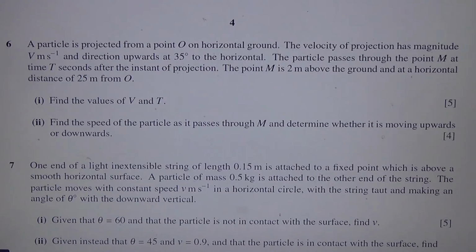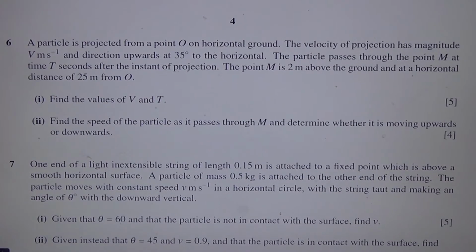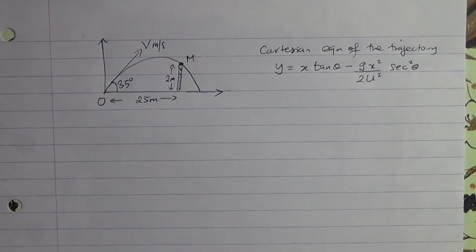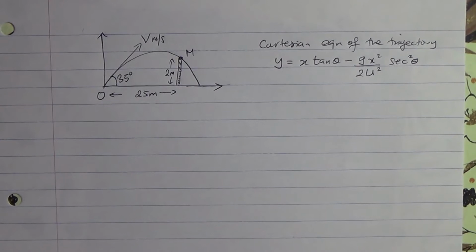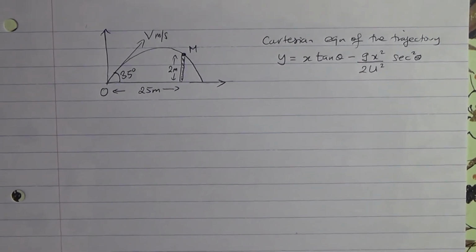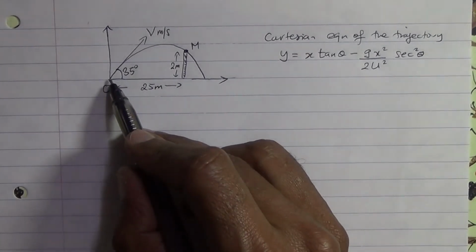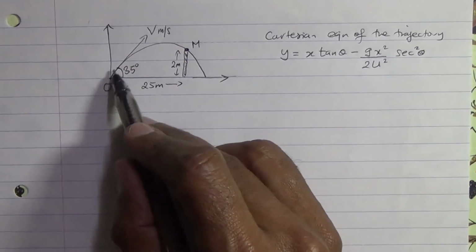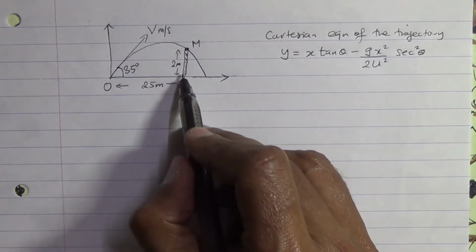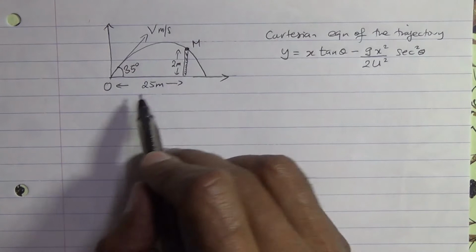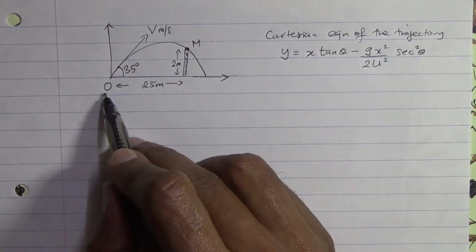Second part, find the speed of the particle as it passes through M and determine whether it is moving upwards or downwards. Now here is the situation when illustrated on a simple diagram. The object is projected at 35 degrees, it passes the point M, which is 2 meters above the horizontal ground and 25 meters away from O.